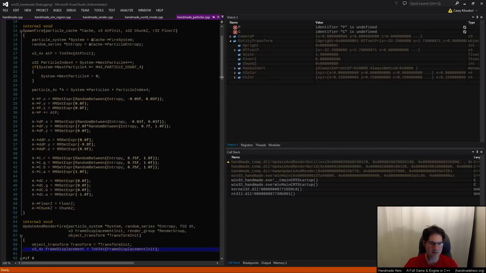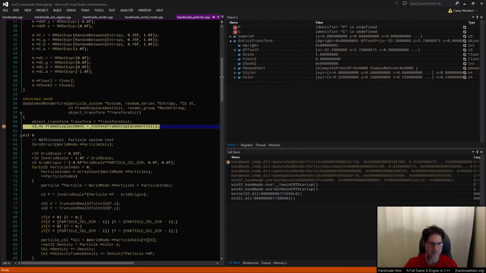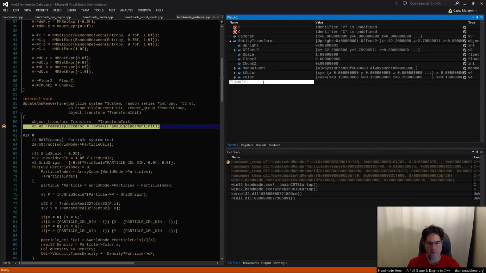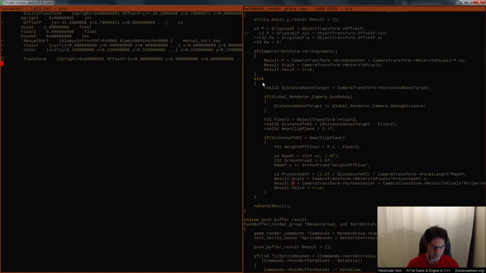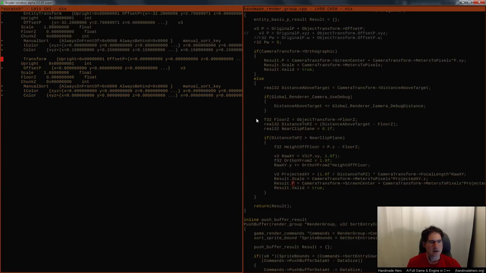All right, so what I want to do is come over here and take a look at that transform. Now we'll cut and paste it and put it in here. Oops, it's not what I wanted. So let's take a look. They're both set to upright. The offset P is just a different XY, but otherwise the Z is the same. The scale is the same, manual sort, all of this stuff. So again, it sure looks like it's sending the same data down to me. That's looking basically the same. Yeah, I don't see where the difference comes in there.